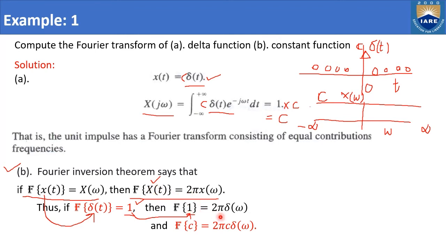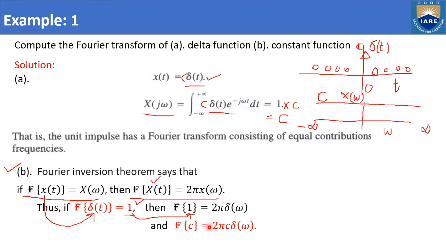Then 2 pi is there. Then small x of omega. What is small x here? Small x is nothing but the delta function. So the independent variable omega replaces the original t here. So small x becomes delta of omega. This is the input signal. So that means the Fourier transform of a constant is nothing but 2 pi times the delta function, the unit impulse. 2 pi times the unit impulse. So that is the Fourier transform of a constant.